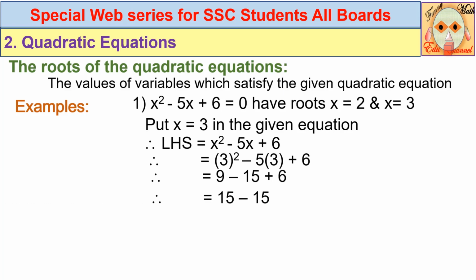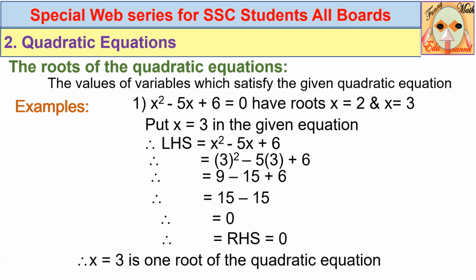Now 15 minus 15 gives you 0, which is equal to the RHS, which was given to you as 0. So what do you say, student? Can you say that x is equal to 3 is the root? Yes, x is equal to 3 is the root of the quadratic equation because it satisfies the given quadratic equation. In this way, I think you have followed the meaning of the roots of a quadratic equation. There are a maximum of 2 roots to any one quadratic equation, correct?